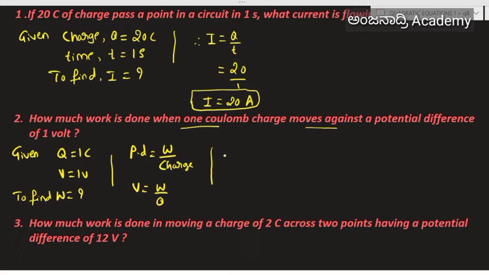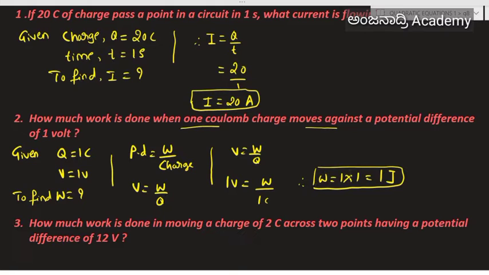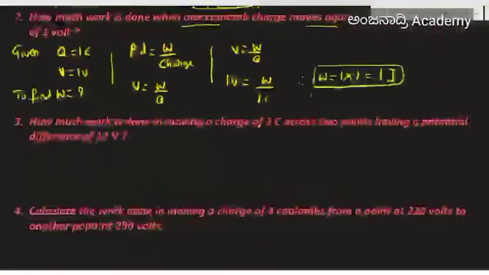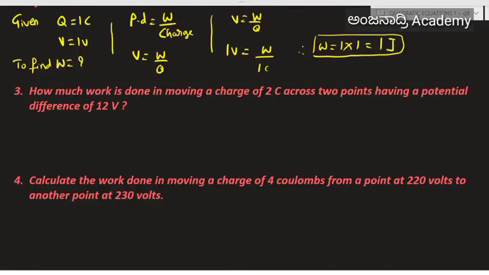So V is equal to W by Q. V is 1 volt, W we have to find, and Q is 1 coulomb. Therefore W is equal to 1 into 1, that is 1 joule. 1 joule of work is done when 1 coulomb of charge moves against the potential difference of 1 volt. Go for the next question.